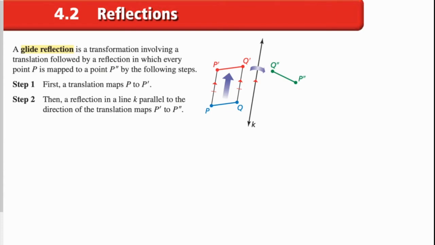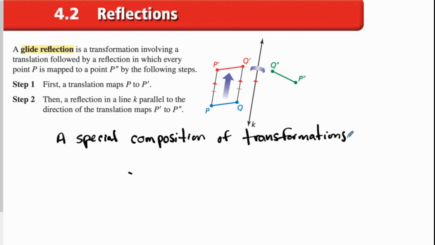Another topic in this section is the definition of a glide reflection. A glide reflection is a special composition of transformations. Now, you can transform by translation and reflection and not be a glide reflection. But if you do it in a specific way, then it's a glide reflection. So let's read through this.